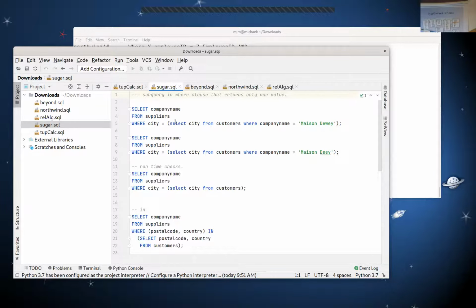But basically what it's doing here is a subquery where it's getting the city where the company name equals Mason Dewey. And then it's saying, give me the suppliers where the city equals that. This is not good practice. This is not a very good way of doing the query. And then likewise here, where the company name equals that from customers, right.